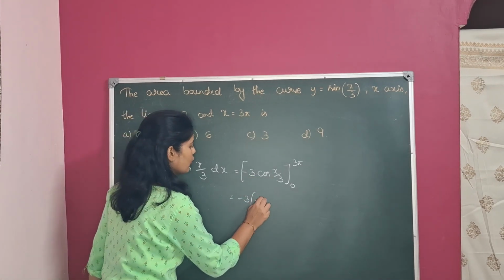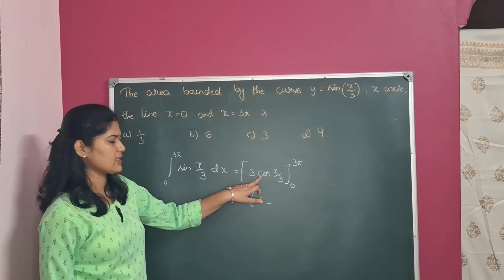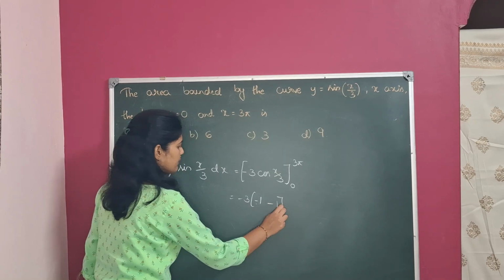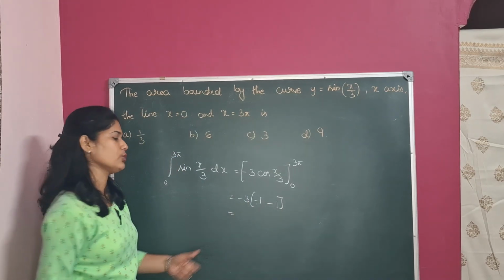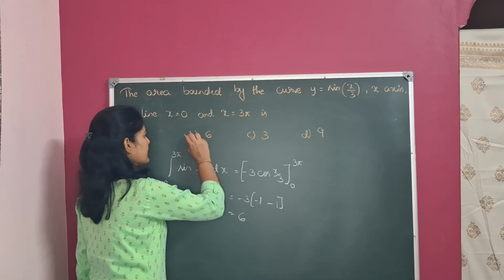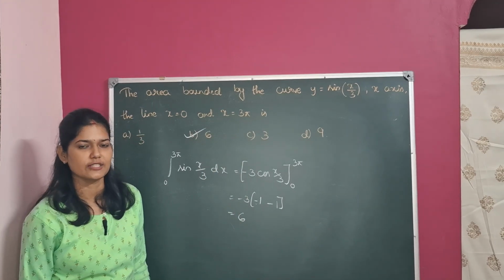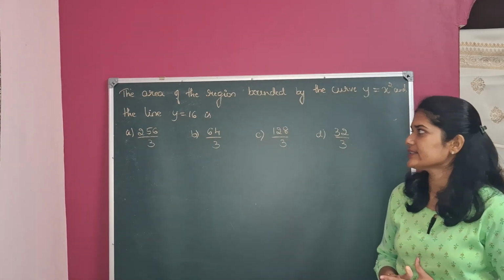So the value of cos pi is minus 1, minus cos 0 means 1. So that is minus 3 into minus 1 minus 1, which is minus 2, so minus 3 into minus 2 means 6. Therefore, the answer is 6 square units. That is option B.